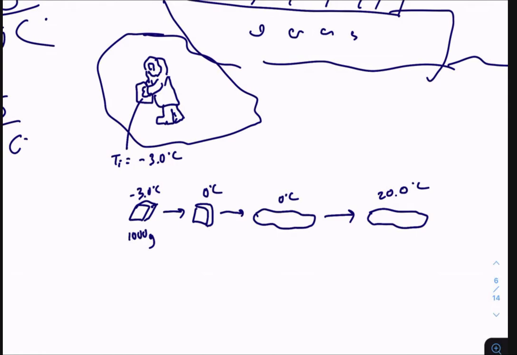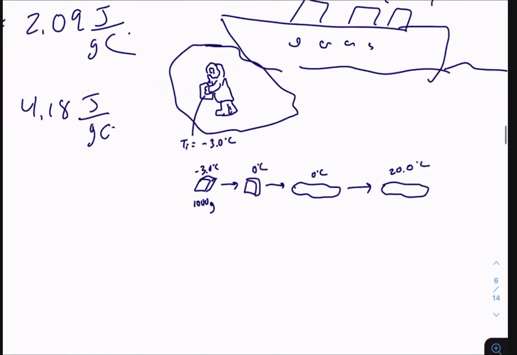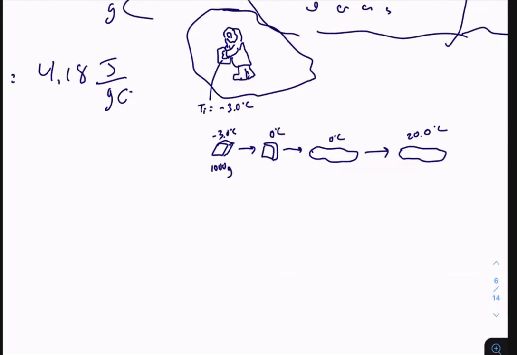Let's calculate how much energy is needed to do this. All right, so let's number the steps first. 1, 2, 3. There are 3 calculations we have to carry out. So for calculation 1, what is the approach? Are we using heat of fusion, or are we using Q equals MC delta T, and why? We're using Q equals MC delta T. Why? Because we're warming up the ice. The phase does not change, but temperature does.